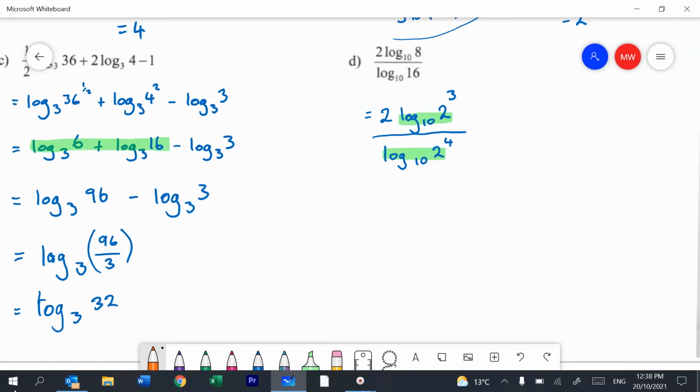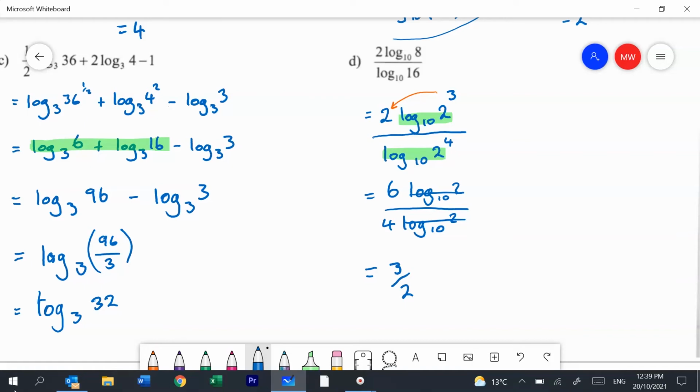So that 3 is going to have to get multiplied by the 2. So what we'd end up with here is 6 groups of log 10 2 divided by 4 groups of log 10 2. They'll eliminate one another. So really what I'm looking at is 6 over 4, which is equivalent to 3 over 2. That's my final answer.